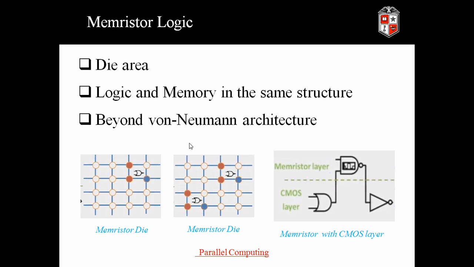With that, we are unable to achieve high parallel processing power. Here you can see it is a memristor die, where each node is a memristor. These are the inputs and these are the outputs. We are performing a NOR operation and then storing it in the next value. We are not going to store the value in some other circuit; we are going to store the value in the same circuit. In this way, we can achieve parallel computing. And we can also implement memristors along with the CMOS layers, so there is compatibility of the memristor with the CMOS layer also.